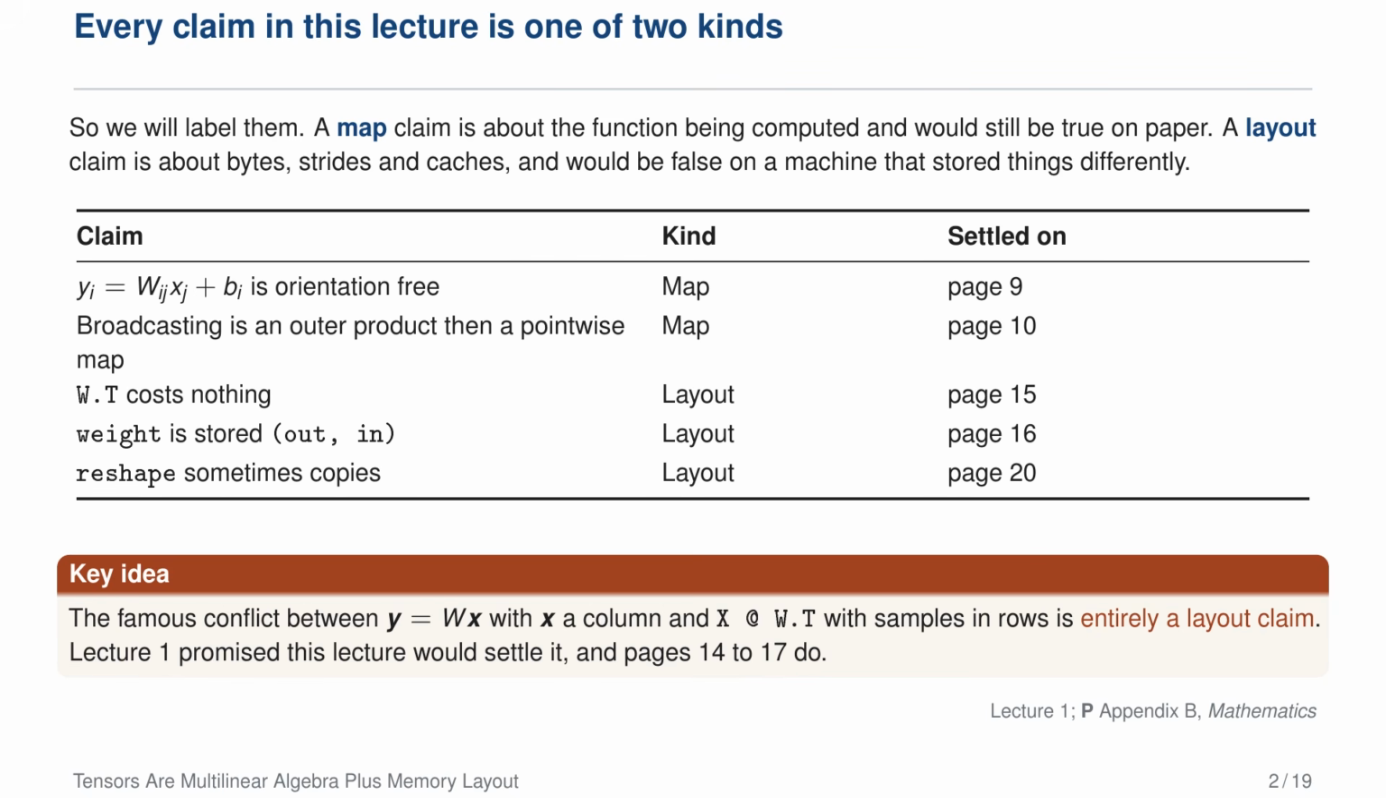And here is the payoff. The famous conflict between writing a matrix times a column vector and computing a batch times a transposed weight is entirely a layout claim. Lecture 1 promised this lecture would settle it, and the middle of today does exactly that. First, the only type this system has, which is shape and what it does and does not catch for you.